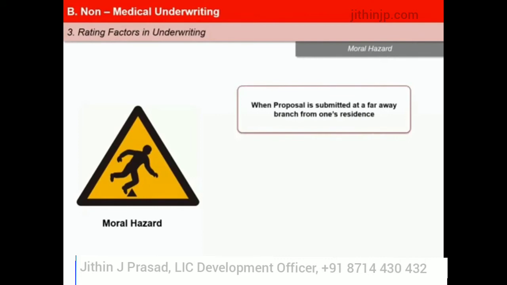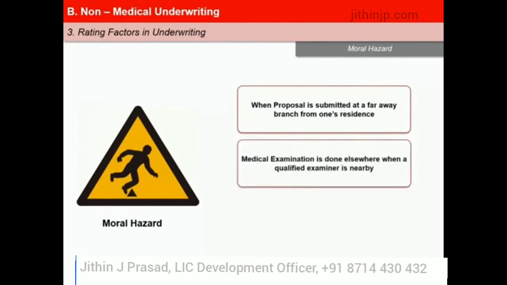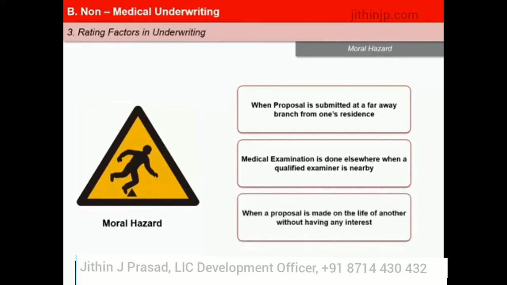First, when a proposal is submitted at a branch located far away from the place of residence of the proposed insured. Second, a medical examination is done elsewhere, even when a qualified medical examiner is available near one's place of residence. And third, when a proposal is made on the life of another person without having a clear insurable interest, or when the nominee is not the close dependent of the life proposed. In each of these cases, an inquiry may be made, and the branch official may call the concerned agent for the same.